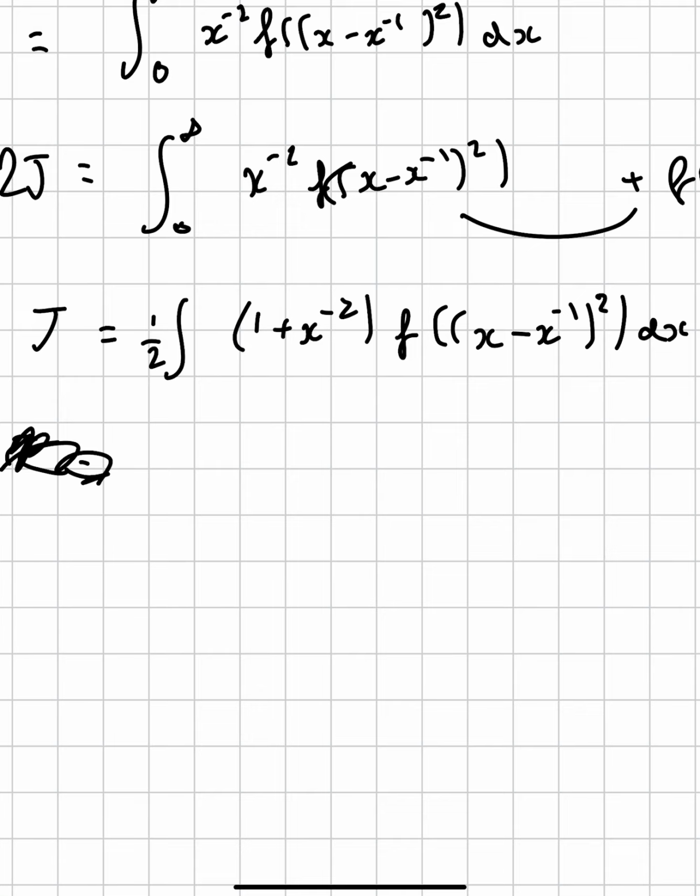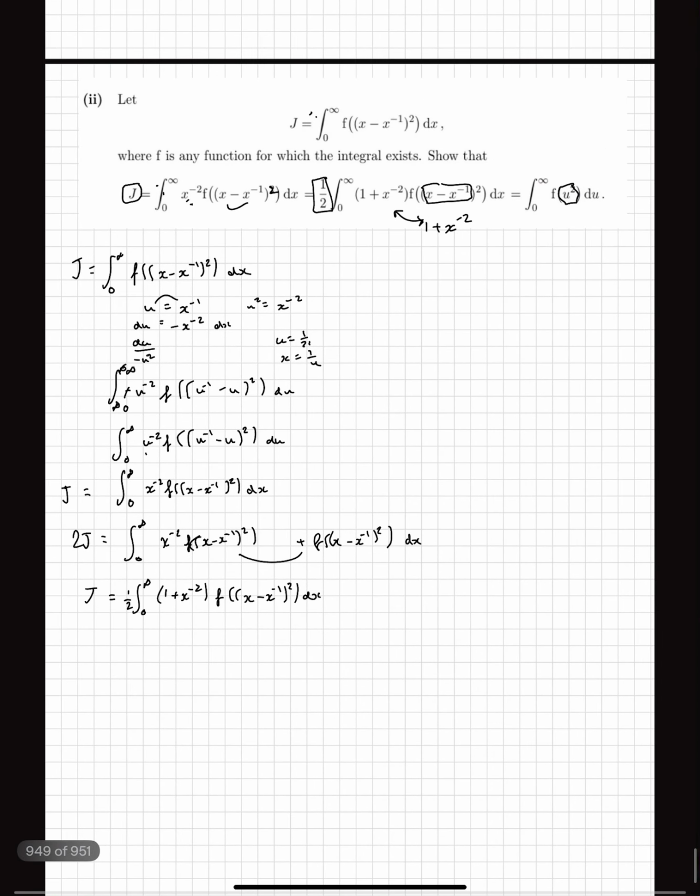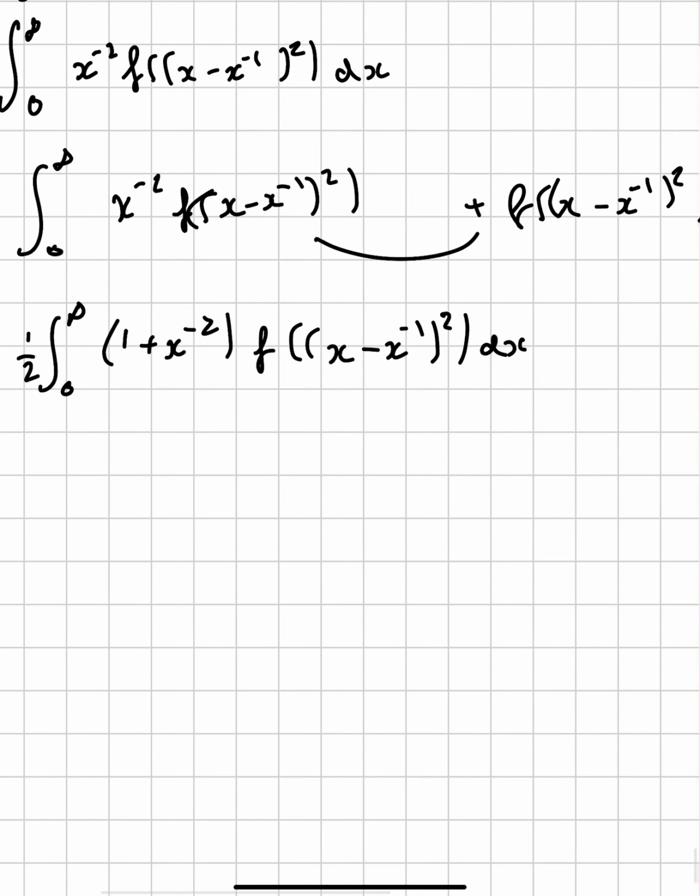I've just got to put in my 0 to infinity, okay? So we want to sub this. So u equals x minus 1 over x. We don't want to square it. Okay. du equals 1 plus x to the minus 2 dx. Okay. So we know that these will cancel, yeah.